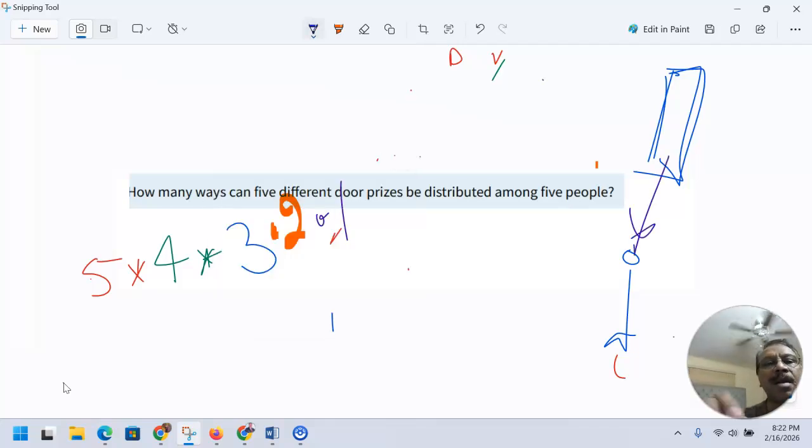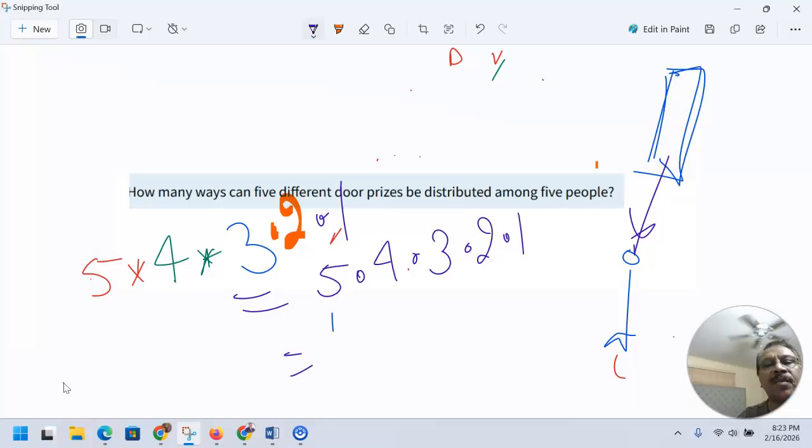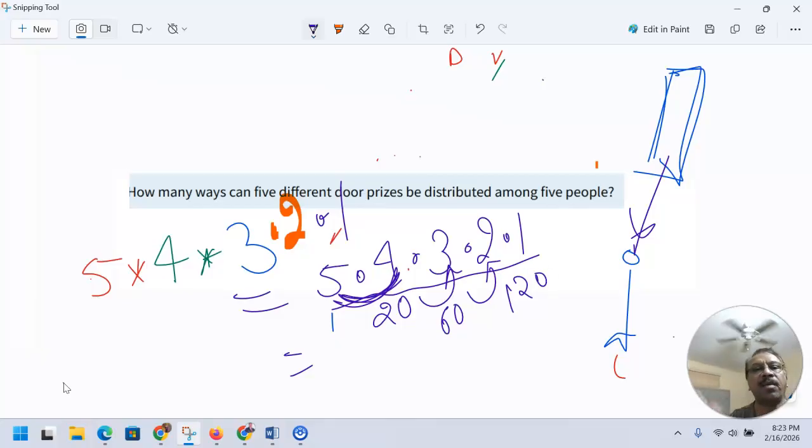So that is multiplied by 1. So there you're going to get 5 times, 4 times, 3 times, 2 times 1. Because these are small numbers, we can easily multiply. 5 times 4 is 20, and 20 times 3 is 60, and 60 times 2 is 120. So how do we use the calculator?